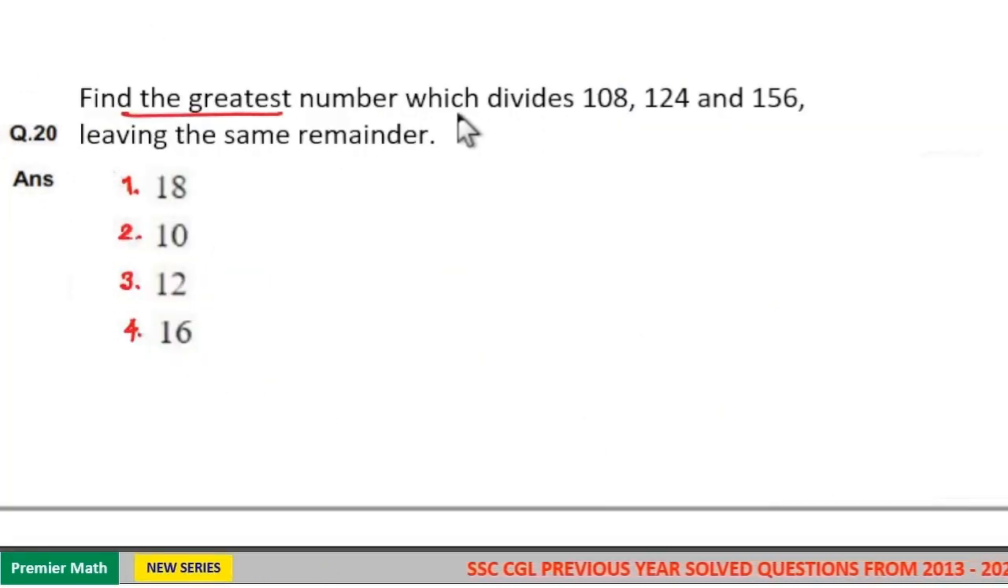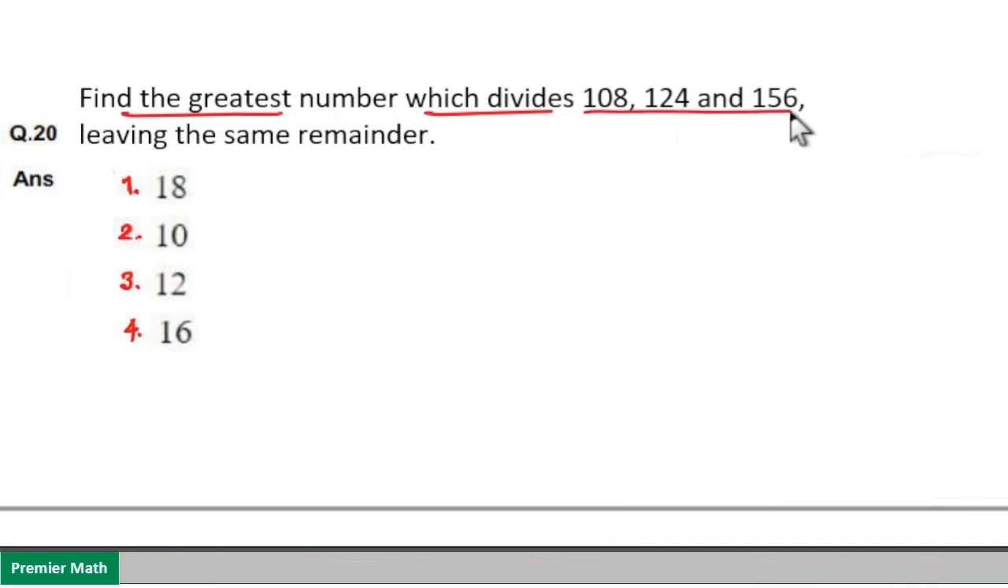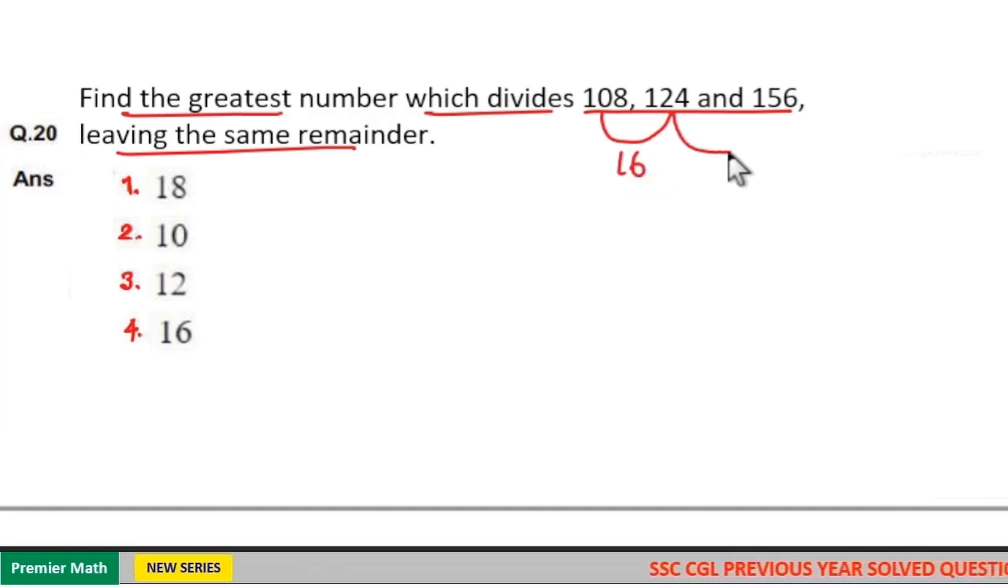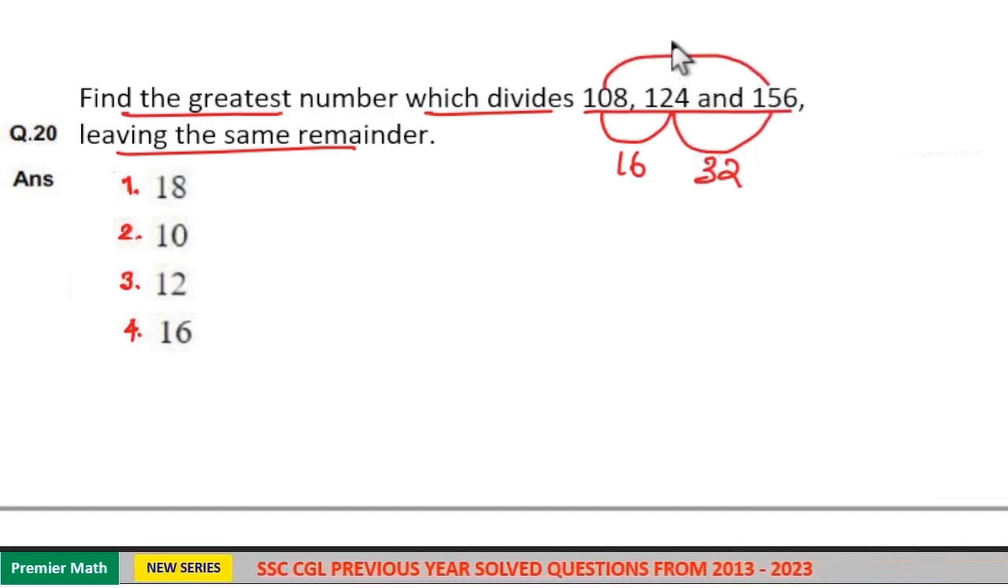Find the greatest number which divides 108, 124 and 156, leaving the same remainder. Here, take the difference between the given numbers. 108 and 124 difference is 16. And 124 and 156 difference is 32. And difference between 108 and 156 is equal to 48.